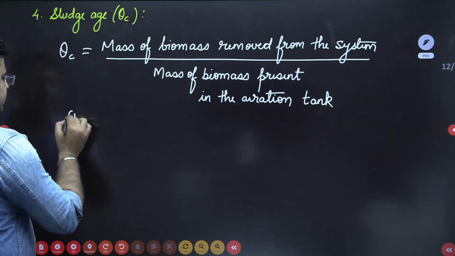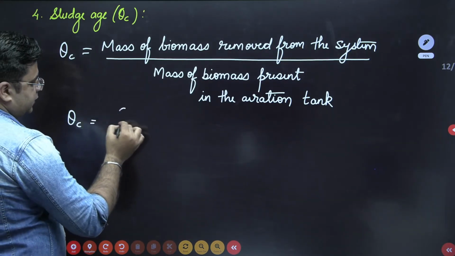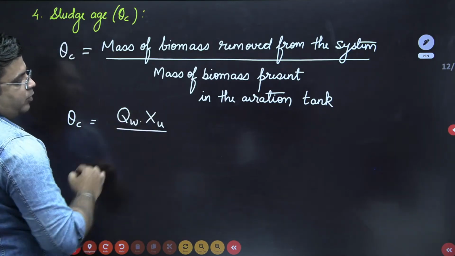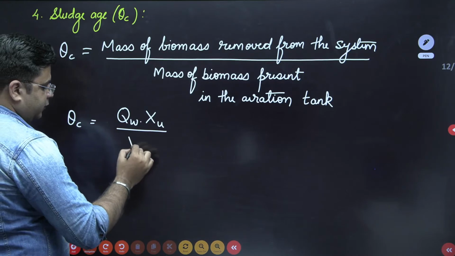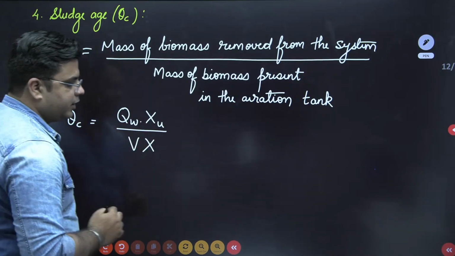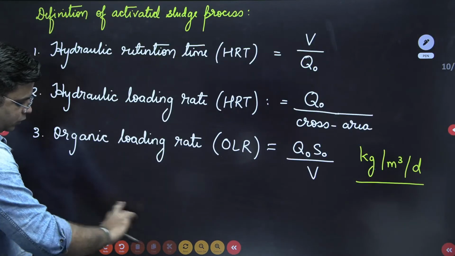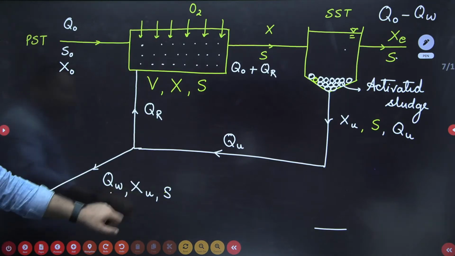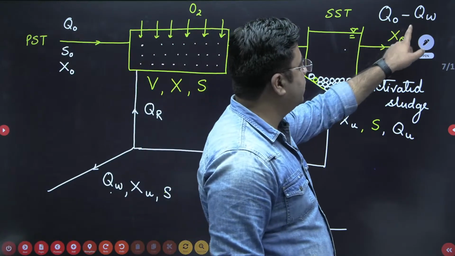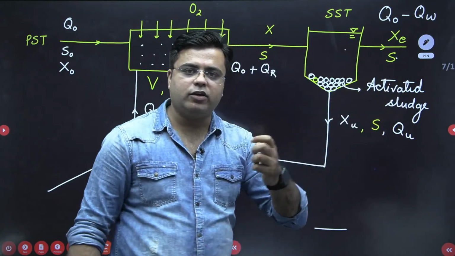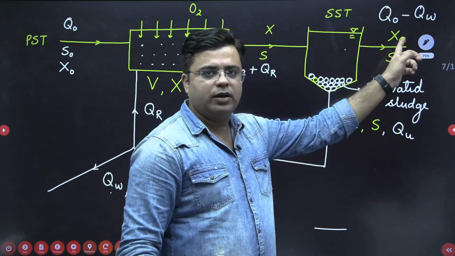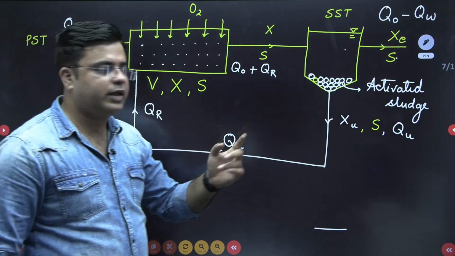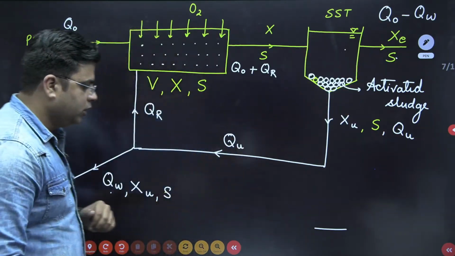So this theta C is equal to the mass of biomass leaving the system per day, which is QW into XU, divided by the mass of biomass present in the aeration tank, which is V into X, right? Now you will think, sir, for this removal of biomass, there are two areas. One is QW into XU, second one is (Q naught minus QW) into XE. For this, I would like to tell you, this XE is very negligible. Same, this X naught is also very negligible. So we can avoid X naught and XE for analyzing this system.